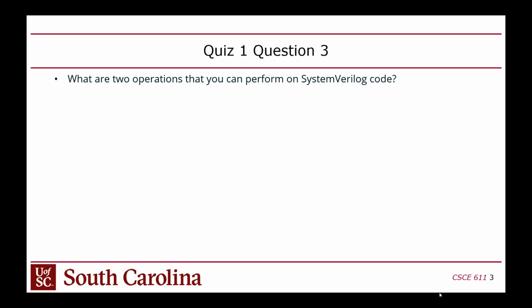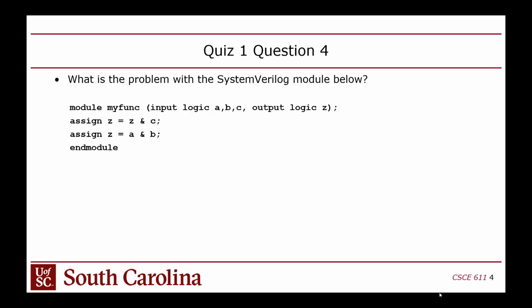Two operations you can perform on SystemVerilog code are simulation and synthesis. What's the problem with the SystemVerilog module below? Well, if this were normal sequential semantics, that would be fine. Most programming languages have no issue with you reassigning a variable on different lines of code. But in this case, since this is concurrent semantics and each one of these assign statements creates a logic circuit, we can't reassign Z because that would essentially mean that it was double driven.